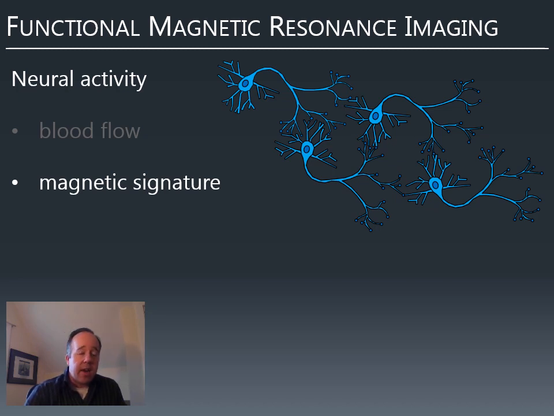So when an area is really active, it takes the oxygen away from those hemoglobin molecules so it can be consumed.